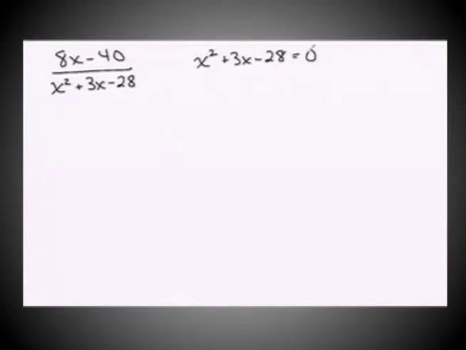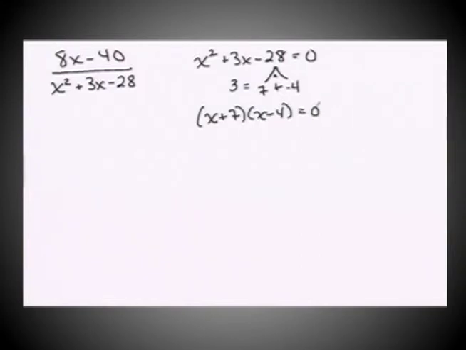So in factoring this, we want to look for the values that multiply to make negative 28, but add to make positive 3. And those values are 7 and negative 4. So the left-hand side of this equation factors as x plus 7 times x minus 4 equals 0.